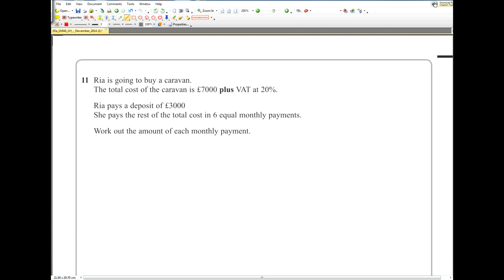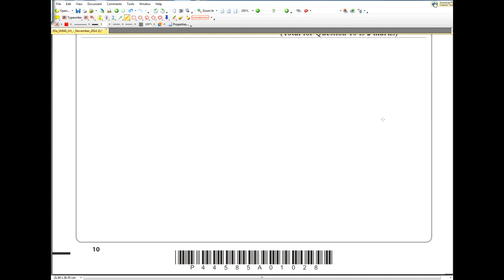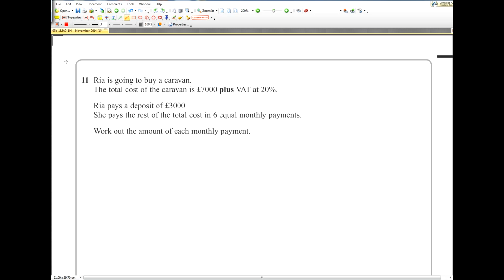Okay, here we go. We have Ria. Okay, question number 11. Ria is going to buy a caravan. Let's have a look at the caravan question. In the caravan question, we should have an answer of 900.